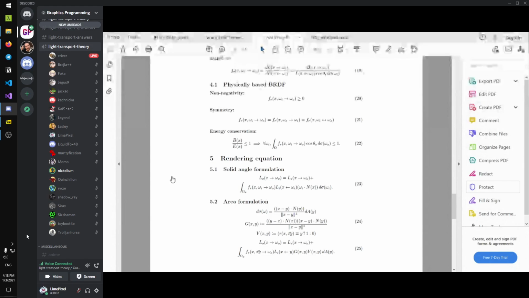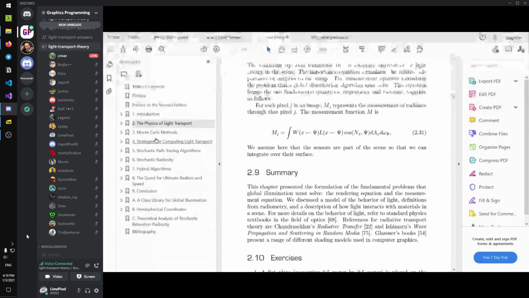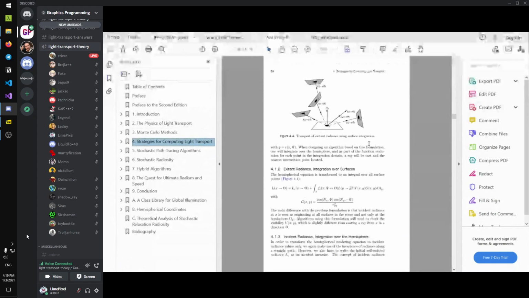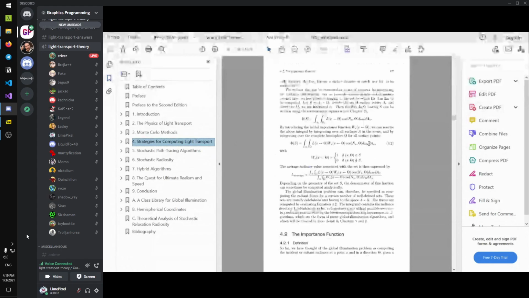I was just wondering if there was a bit more resource regarding the measurement equation and the importance. It's the part I understand a bit less. So that's chapter 4. Let's give you a feeling of where that shows up. Yes, it's here. Okay, I'll take a look then. Thank you.